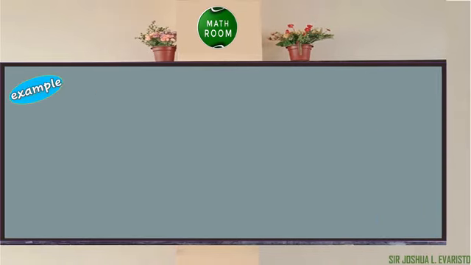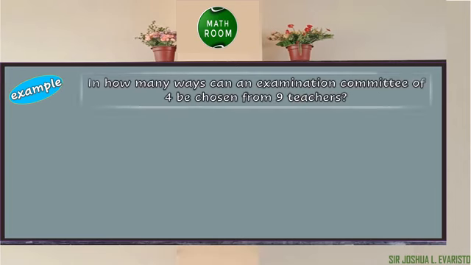Let's try to solve another example. In how many ways can an examination committee of 4 be chosen from 9 teachers? Because order has nothing to do with the membership in the committee, we can solve this using combinations. Let us first identify our n and our r in the given problem.